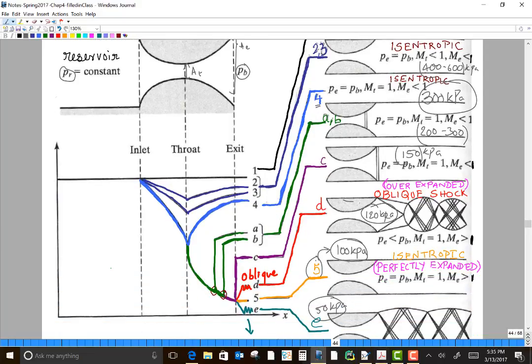So this is case 5 in this diagram, which is the isentropic or perfectly expanded case, and the flow is isentropic even though the flow is supersonic in the diverging section of this nozzle. Cases 1, 2, 3, 4, and 5 are covered in Chapter 3, nothing new here. What we have added in Chapter 4 is cases A, B, C, D, and E. These cases were not there in Chapter 3.